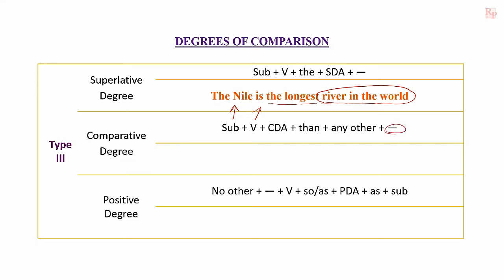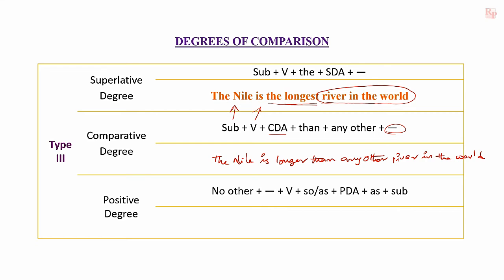Let us see how to change this sentence into comparative degree. So write the subject as it is in the superlative degree. The Nile, verb is, and the comparative form of the adjective for the word "longest" is "longer", and "than" should follow the comparative form of the adjective. Then "any other". You have to write the entire phrase with the common noun at the end of the sentence. The Nile is longer than any other river in the world.